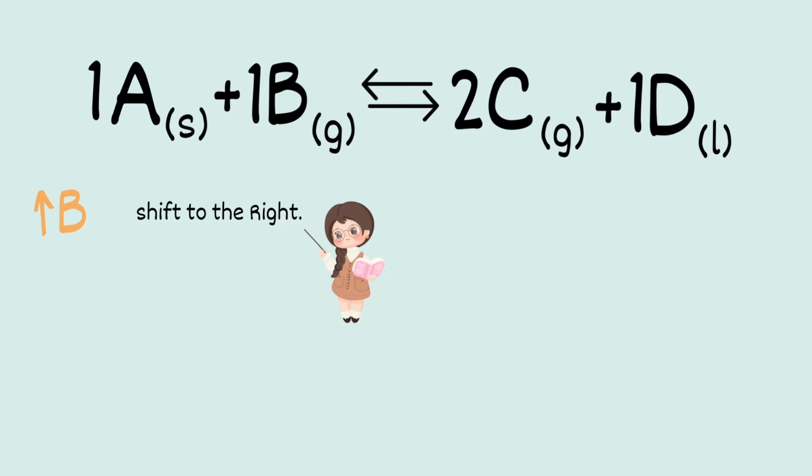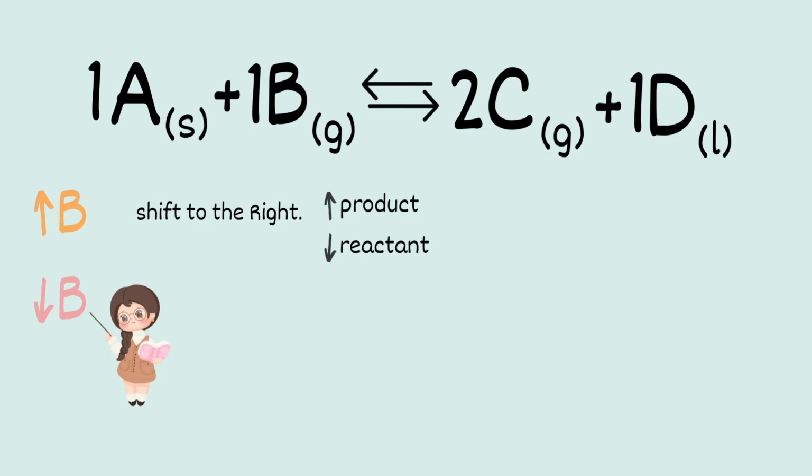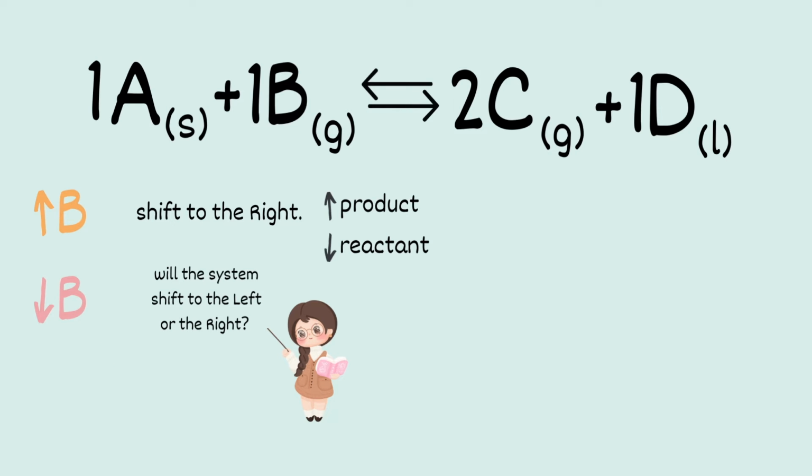It will shift to the right. It does this because there's an increase of reactants. Then the system needs to produce more product in order to balance out. And a shift in the direction of the product will create more product. So there will be an increase in product and a decrease in reactants. What if we decrease B? Will the system shift to the left or to the right?